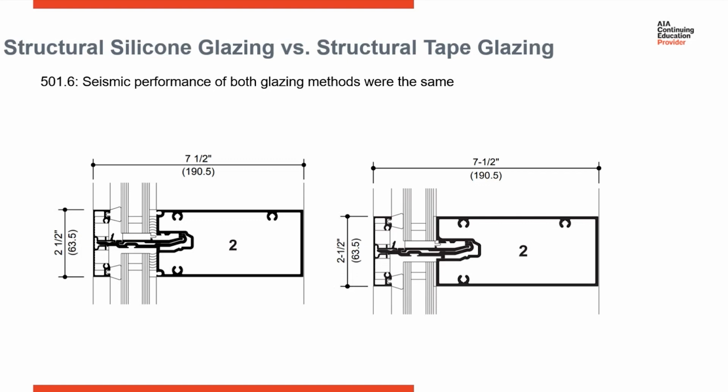But let's say this was SSG instead of being tape glazed here. So it's the exact same system, but just at a slightly different depth. So instead of being 7.5 inches, maybe it was 10 inches. You will be able to use the same test to qualify both different system depths. So you have to test each system, but just not each system depth. But if the glazing methods are different, then you must test that glazing method.